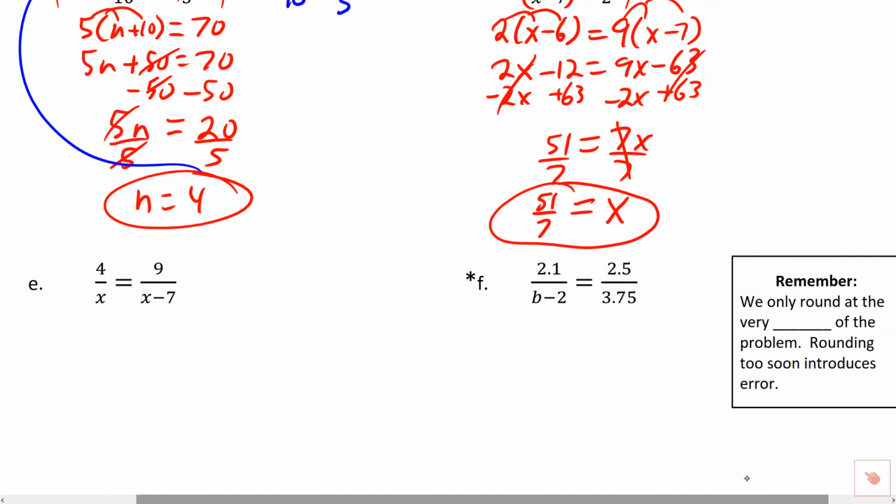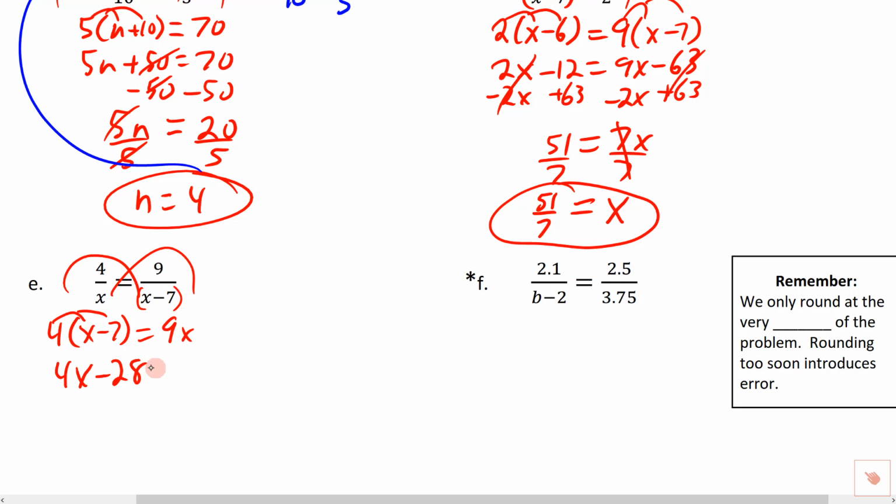Okay, let's take a look at this guy right here. We're going to multiply here and here. Notice that that's a binomial. Notice that we've got a variable in this denominator and that denominator. We can deal with that. We're going to do 4 times x minus 7. So we're going to multiply these around. When we cross multiply, we're going to multiply the x and the 9 together. And again, we're going to distribute. So this is going to be a 4x minus a 28. And on this side, we get a 9x.